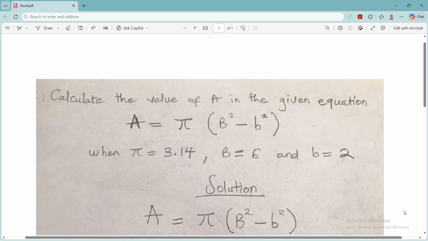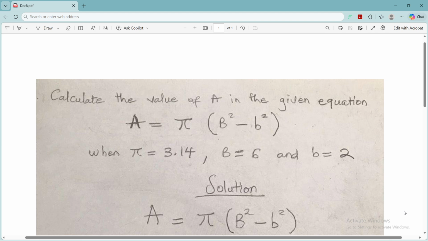Calculate the value of A in the given equation. A equals pi multiplying, in brackets, capital B squared minus small b squared, right? So A equals pi multiplying, in brackets, capital B squared minus small b squared.